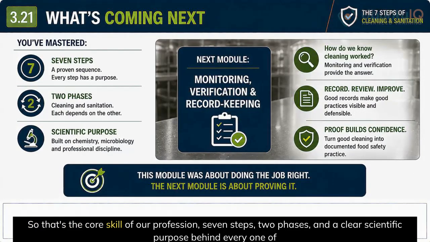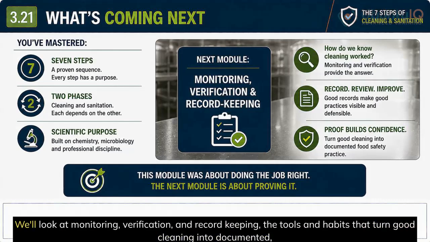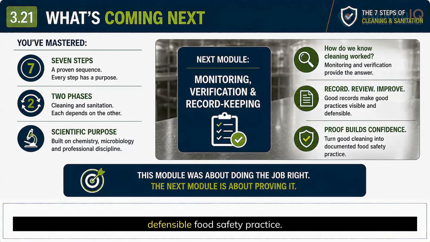So that's the core skill of our profession: 7 steps, 2 phases, and a clear scientific purpose behind every one of them. In the next module, we move into territory that's just as important. How do we know that our cleaning actually worked? We'll look at monitoring, verification, and record keeping, the tools and habits that turn good cleaning into documented, defensible food safety practice. If this module was about doing the job right, the next module is about proving it.